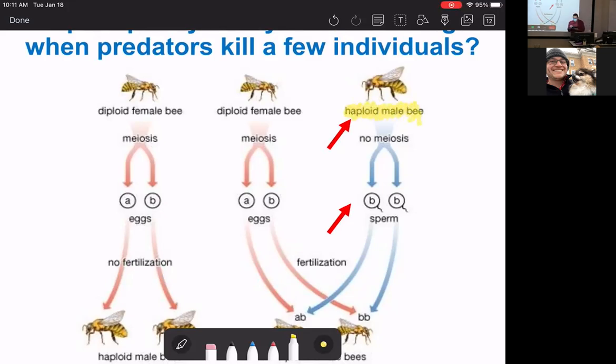Bee males are haploid. They only have one N. That's okay. They just got one copy of every chromosome. It's fine. They don't do meiosis. Their sperm is just one clone copy of what they got. There's no crossing over, no independent assortment, no variation. That's why we call male bees drones.